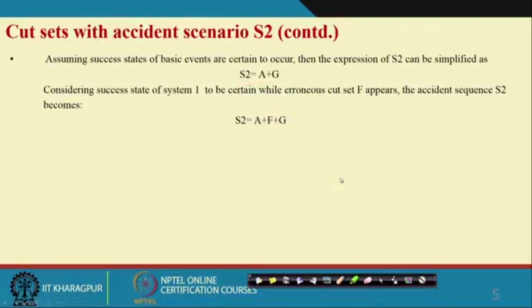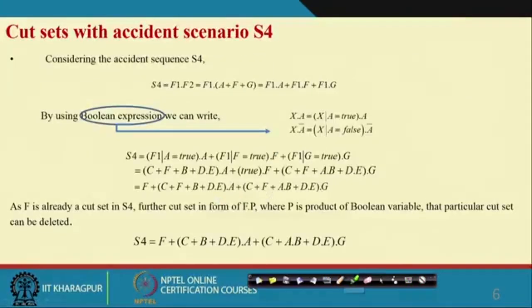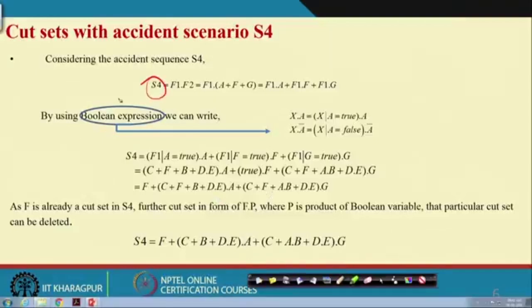Then let us see another one. Let us go for sequence 4. In sequence 4, both systems fail. So you know F1, and the cut sets for F2 are A plus F plus G. So write down F1 A, plus F1 dot F, plus F1 dot G. You can multiply and go forward and you will ultimately land up with some cut sets, which will definitely be correct. But here we are showing some Boolean expressions to make the mathematics simpler and reduce the number of steps.